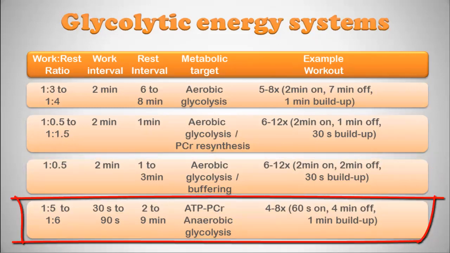Finally, the last one, work to rest ratio of 1 to 5 to 1 to 6. The work interval length is dropping here, 30 seconds to 90 seconds. Your rest interval should increase, 2 minutes to 9 minutes. This is in the low end, so you're probably going to be targeting a little bit of the ATP-PCr system and then the anaerobic glycolytic processes. A typical workout, 4 to 8 times, 60 seconds on, 4 minutes off with a 1 minute build up.